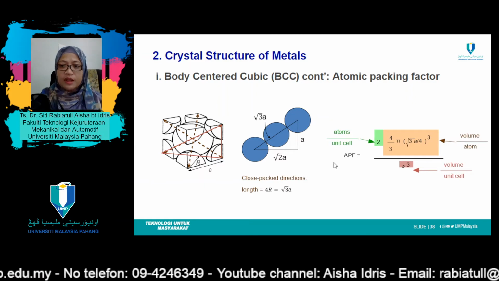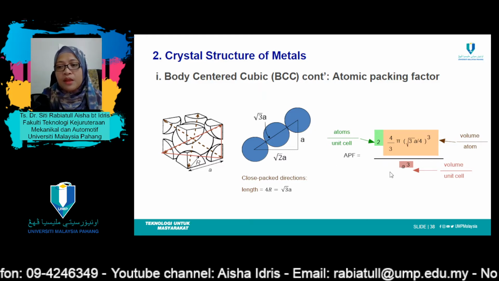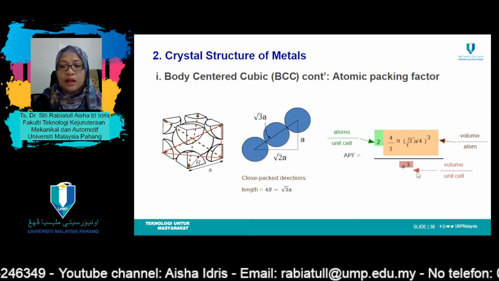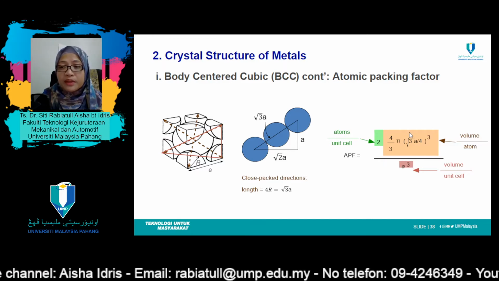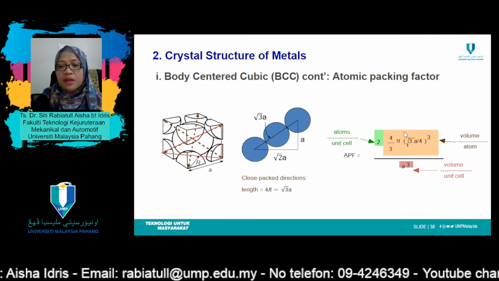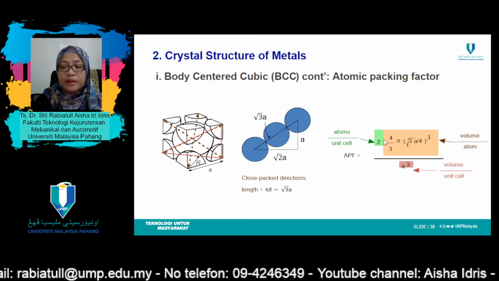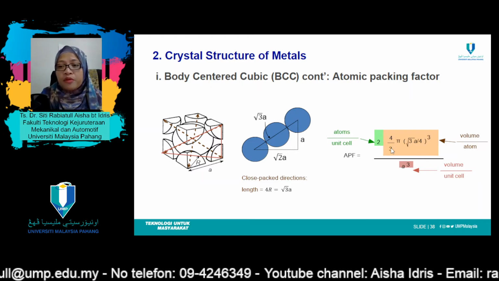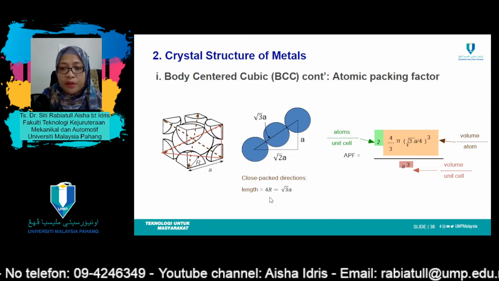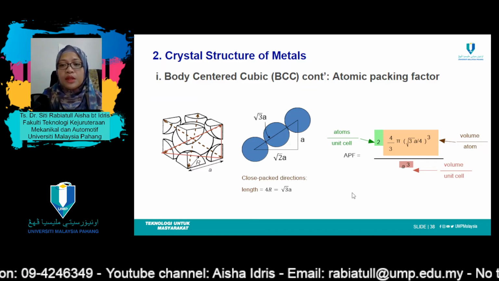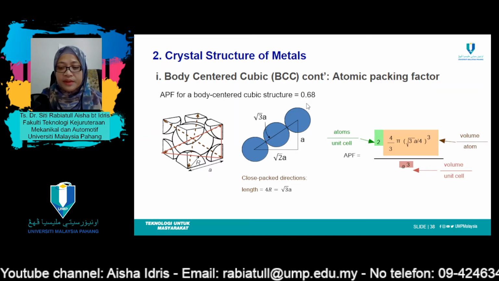Okay, so next, moving to the formula for APF. The volume per unit cell is a to the power of 3. And for the upper part, you need to multiply the volume of each atom by the number of atoms in that crystal structure. So 4 over 3 pi r cubed, with r equal to this value, times the number 2, and you should be able to get the value of APF equals 0.68.